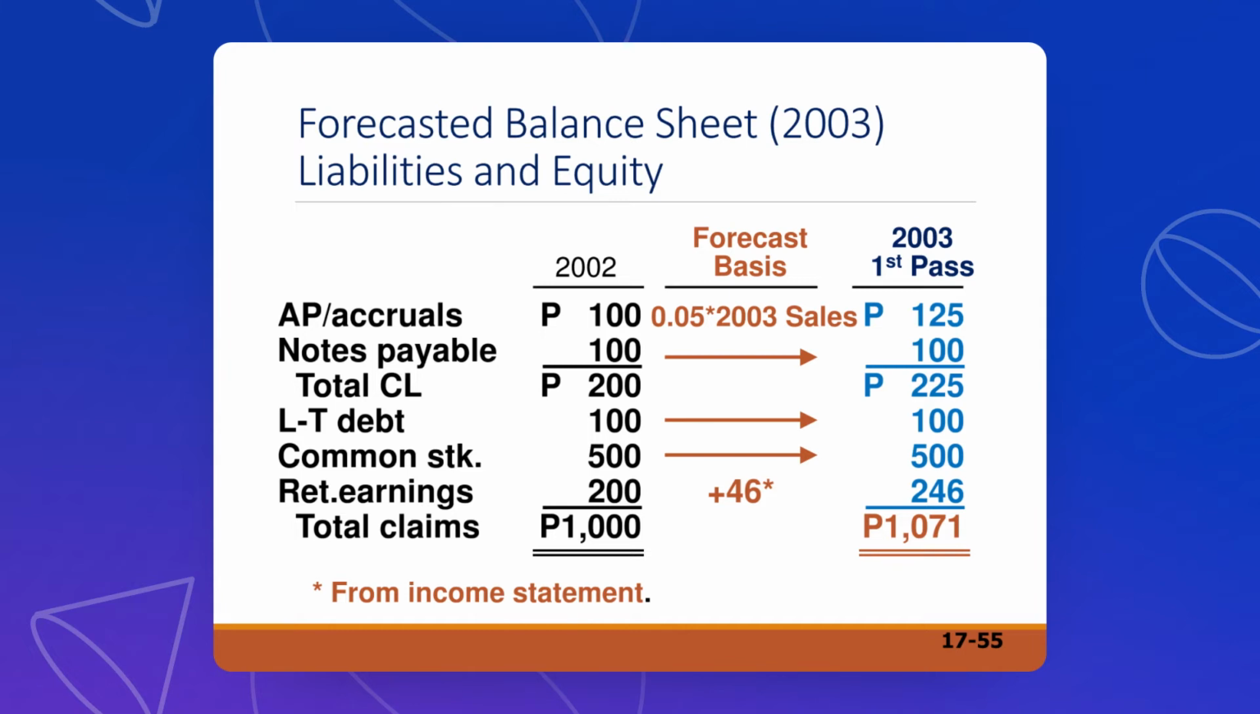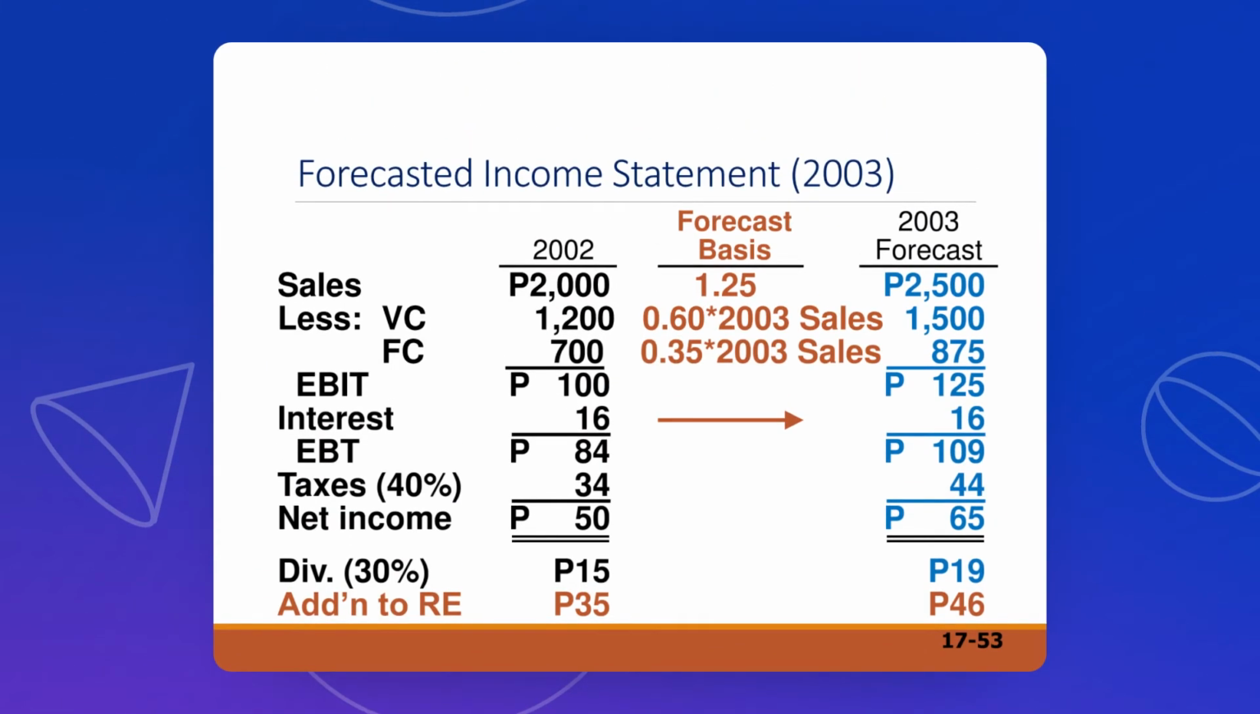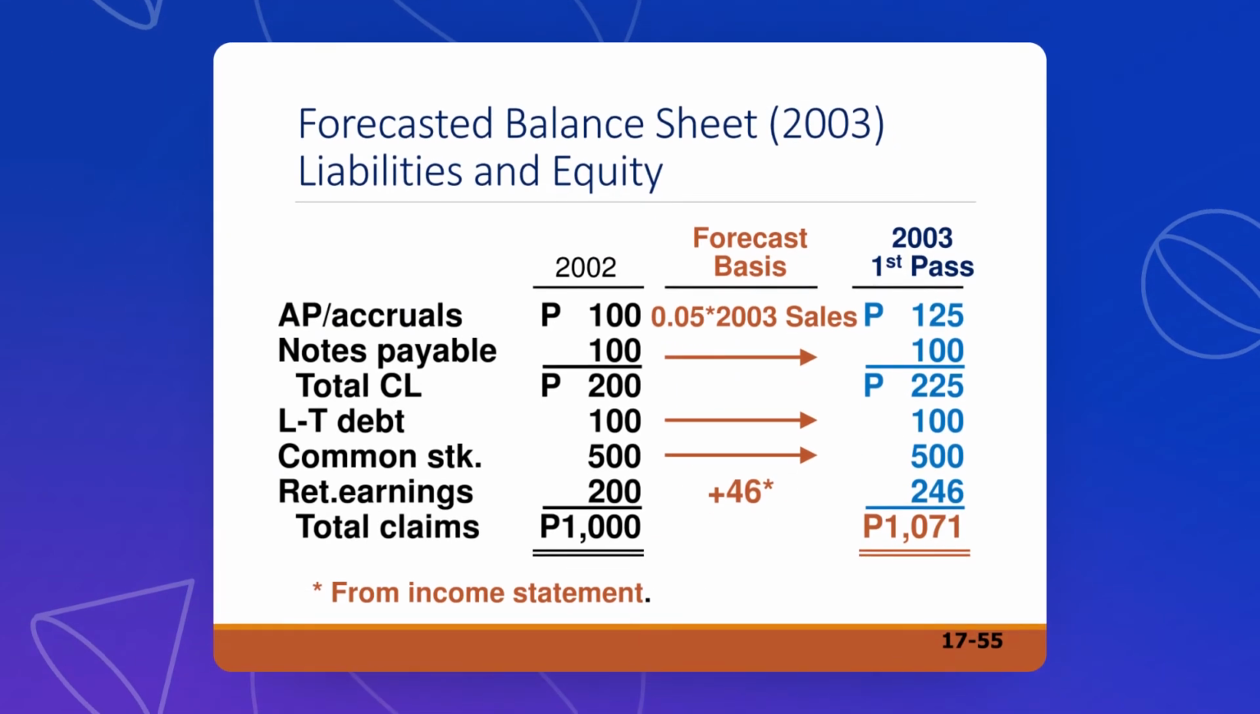Sir, saan pa nagaling yung 46? Please take note of the 46 here. Di ba kanina, we have our dividend of 19 and addition to the retained earnings, you have 46. That's why the 46 here ay galing doon sa retained earnings. Less payout. Okay? Yan ang 246.